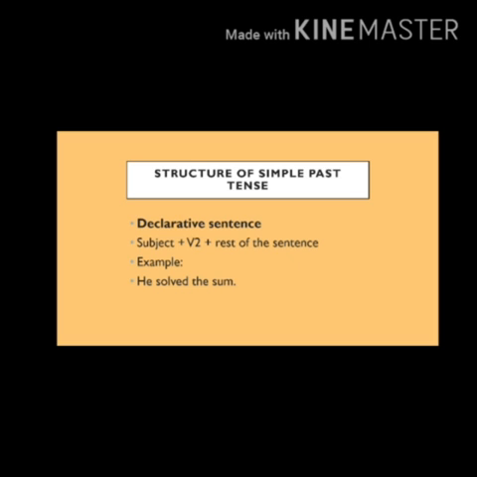Let us now look at the structure of the simple past tense. To construct a grammatically correct past tense sentence, we use the following structure. To form a declarative sentence, we first have the subject, followed by the second form of the verb, that is the past tense, plus the rest of the sentence. For example, he solved the sum.